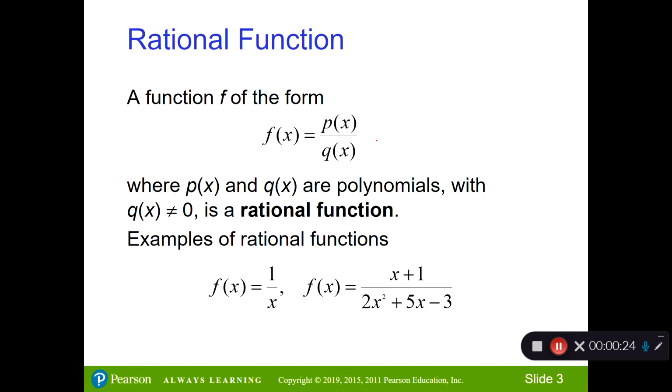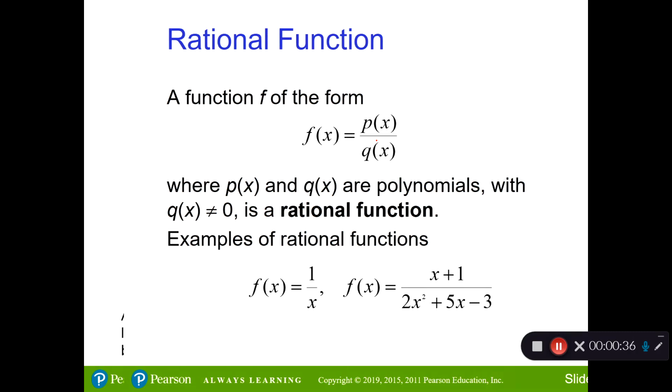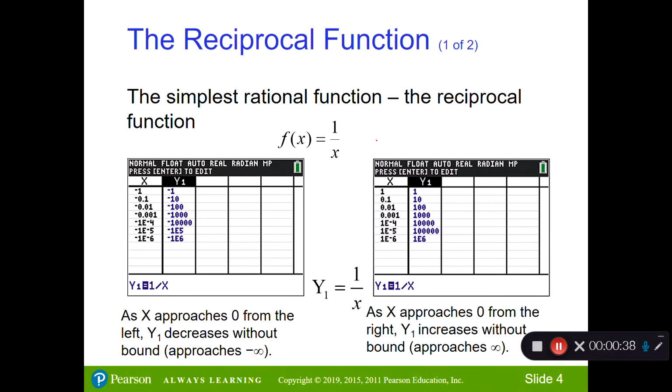For example, 1, a degree 0 polynomial, divided by x, a degree 1 polynomial, is an example of a rational function. x plus 1 over 2x squared plus 5x minus 3 is an example of another rational function. The simplest rational function is 1 over x. Now let's look at what happens as we get near 0 on the x values.